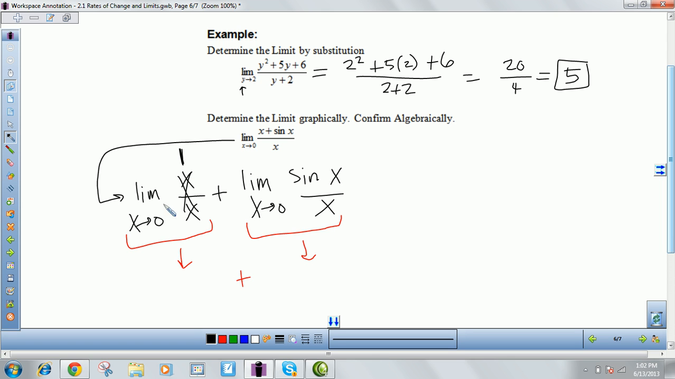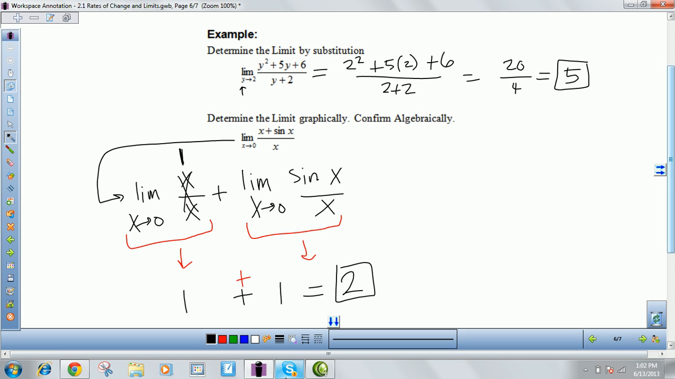So it's really just the limit as x approaches 0 of 1. And remember up here, when it's a constant, it's just that constant. So this is just 1. So it'd be 1 plus, and we know what this is. Remember, the limit of sine of x over x as x approaches 0 is also equal to 1. So then that's 2.